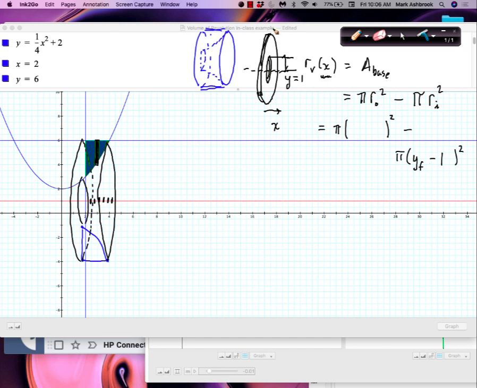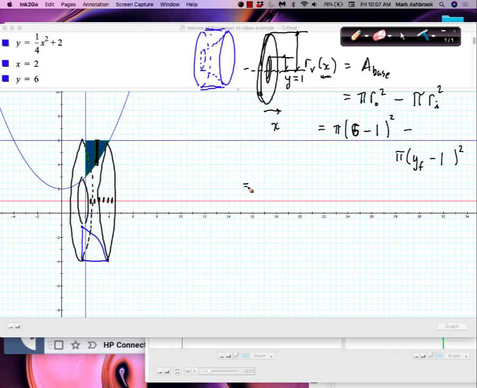Then what about the outer radius? That's always 5. Because y final in that case is always 6, and then you're just subtracting y initial, which is always 1. So it's going to be 5 minus 1. We're talking about the outer radius. The outer radius is always from 6 to 1 on these cylinders. So it'll be 6 minus 1. This y-coordinate is the y-coordinate of the curve, right?